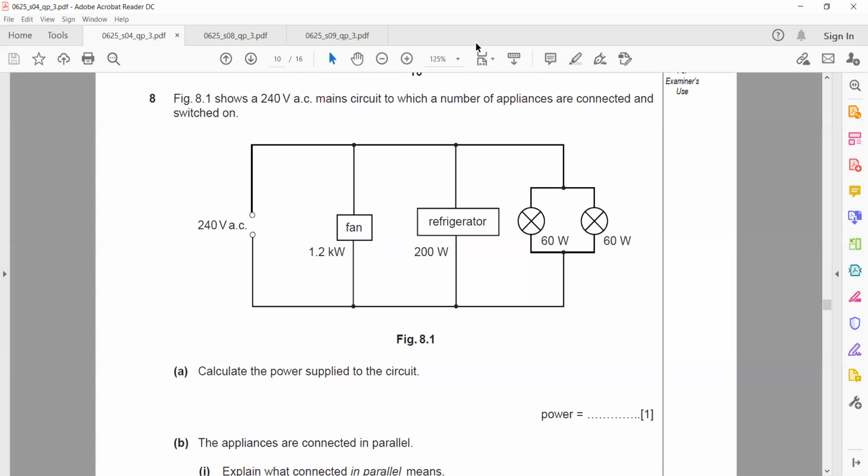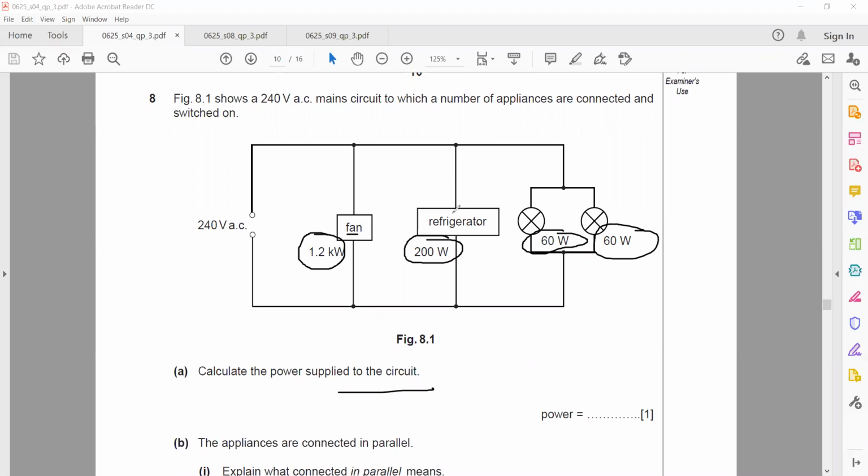Figure 8.1 shows a 240 volt AC mains circuit. It is connected to a fan, a refrigerator, and 60-watt lamps. Calculate the power supplied to the circuit. The power of the fan is 1.2 kilowatt. The power of the refrigerator is 200 watt. The power of each lamp is 60 watt. I need the total power.